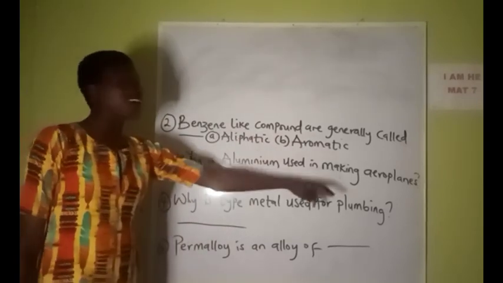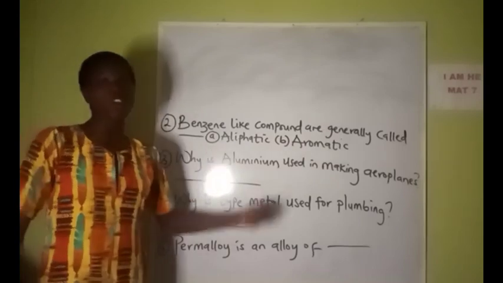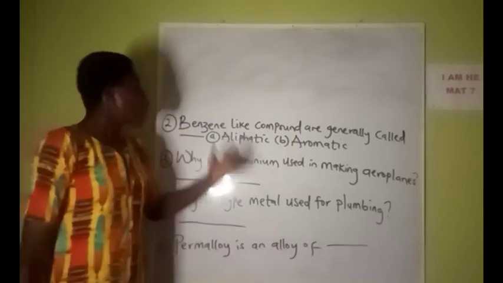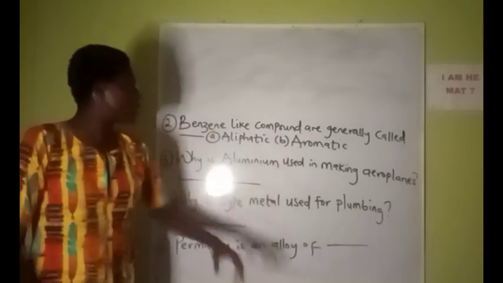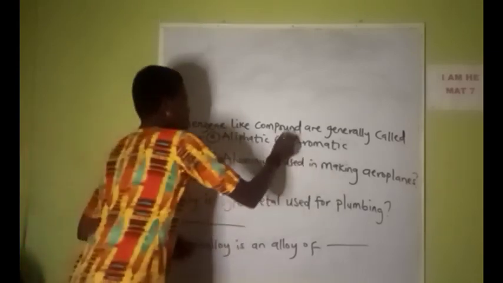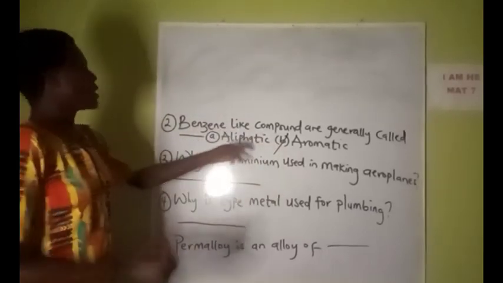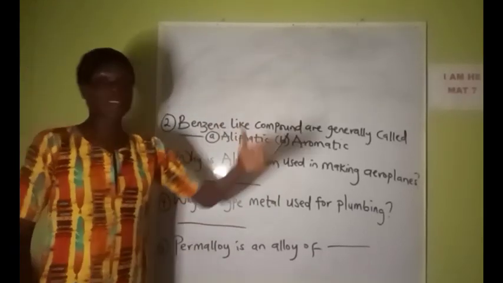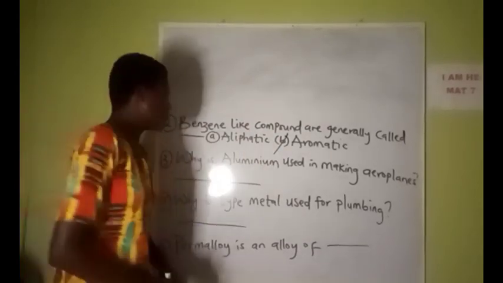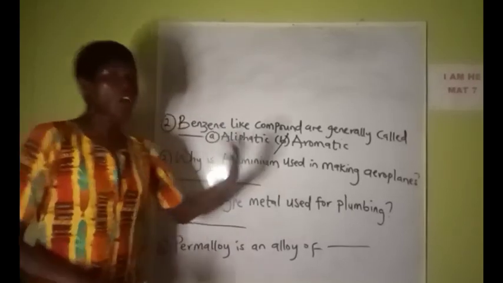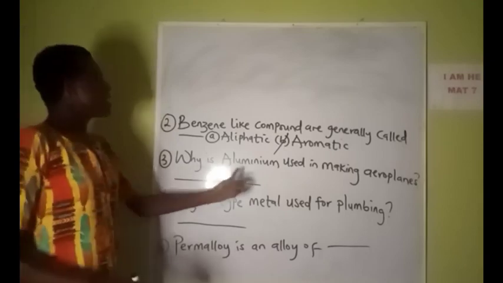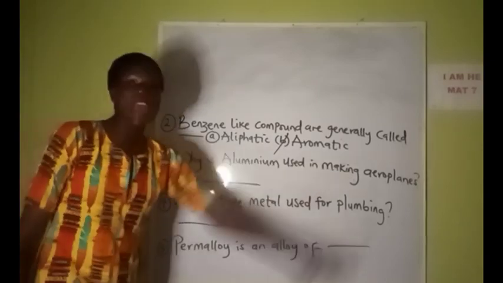Benzene-like compounds are generally called dash. You know benzene, the organic compound called benzene. What are they generally called? A. Aliphatic. B. Aromatic. The answer is aromatic. Now the aliphatic belongs to the homologous series of the alkane. You understand? Do you understand? So they are called the aliphatic compound.